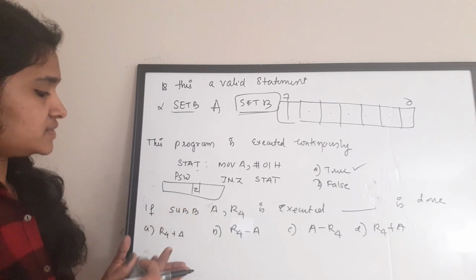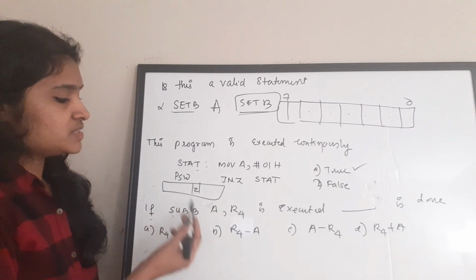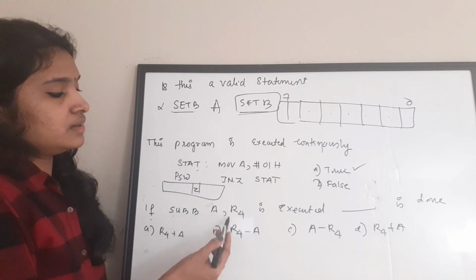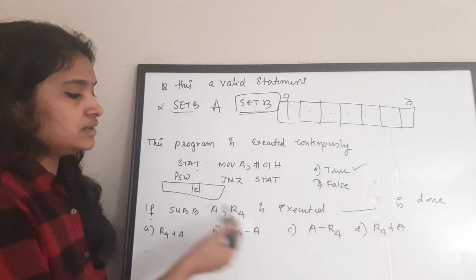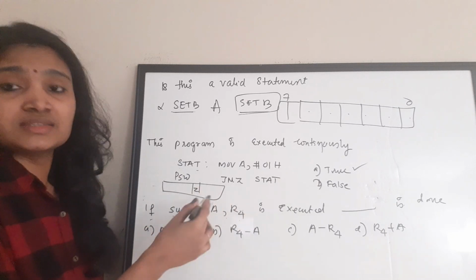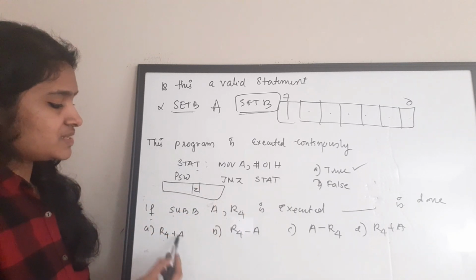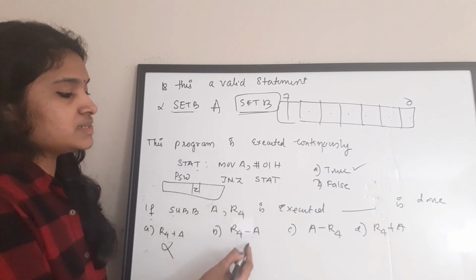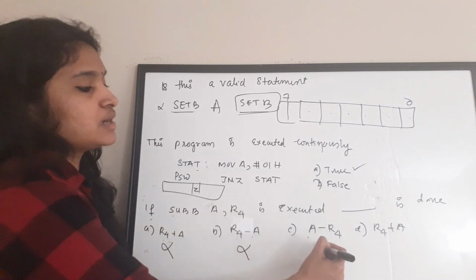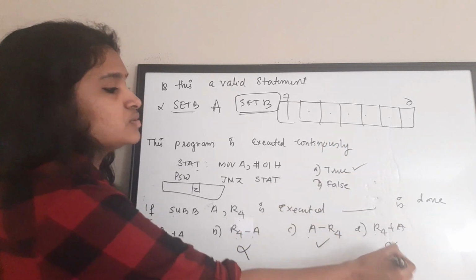Next question. If SUB A, R4 is executed, what is done? Actually, what has been done while this instruction is executed? A plus R4? No, this is not an addition. This is a subtraction. R4 minus A? No. A minus R4, it is the correct answer. R4 plus A is also wrong.